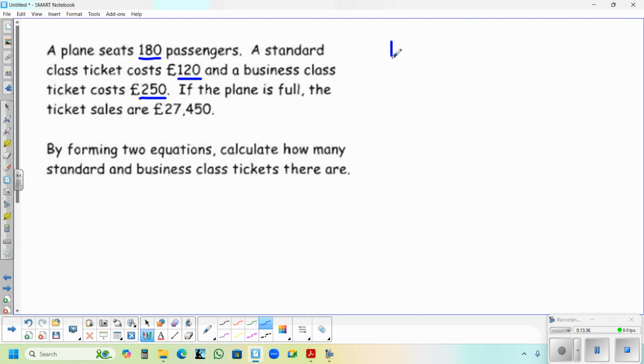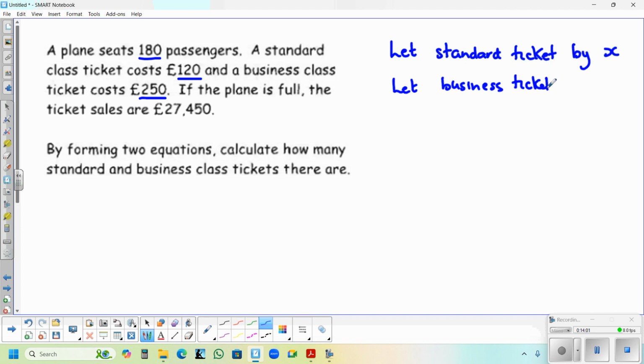So first thing we've got to see is let standard ticket be, and I don't like S because it confuses us with a 5, so I'm going to call it X, and let business class, okay, a business class ticket B, I wrote Y instead of B, so we'll change that, and we'll just make it Y. Normally I would stick with S and B, but I avoid S's because they look like 5s, so we'll call it X and Y.